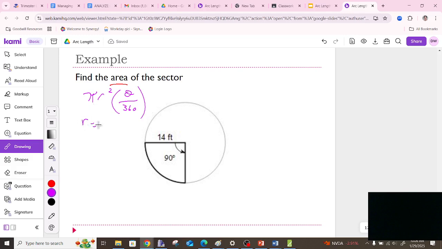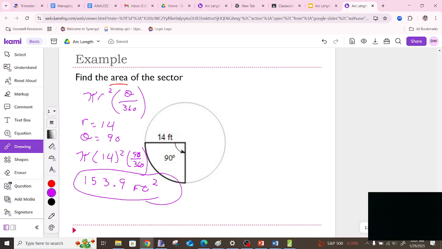So what's r? 14. What's theta, or the central angle? 90. So now it's going to be pi times 14 squared times 90 over 360. 1, 5, and that would be feet squared. Yes, very good, because it's area.